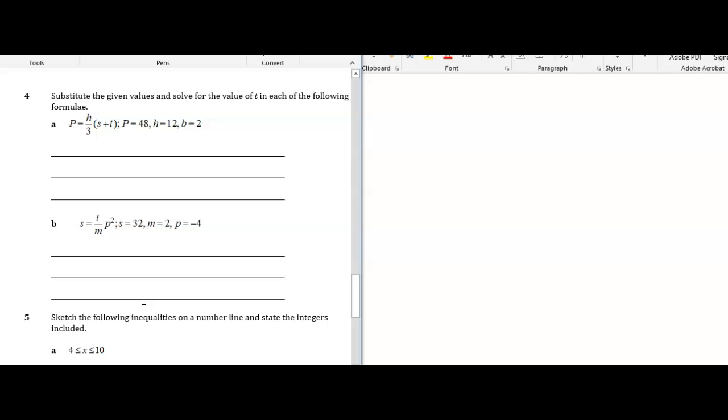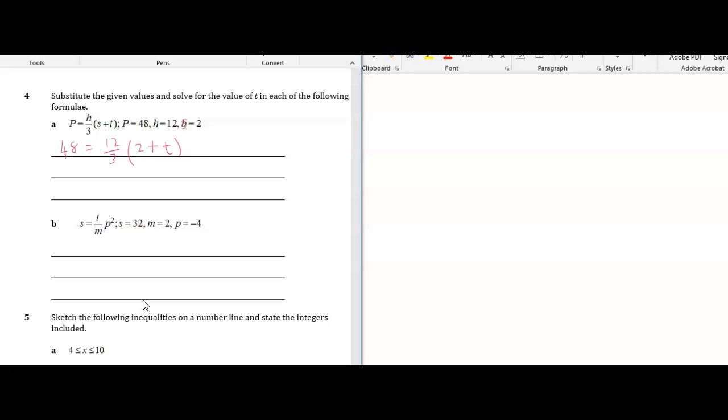Substitute the given values and solve for the value of t in each of the following. So we've got p is 48, so I'm going to put 48 there. H is 12. Then S, oh, I made a mistake. So let's make that S. So that could be 2 plus t. This is because I only changed the numbers from the last sheet and obviously made a mistake.